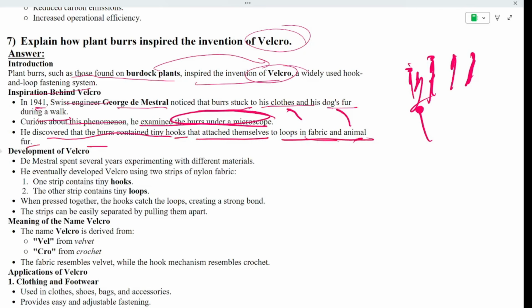Now, how that developed is, he spent several years experimenting with different materials. He eventually developed Velcro by using nylon fabric, where one strip contains tiny hooks and another tiny loops. He combined that and made a nylon fabric, and that developed Velcro. That is, vel means velvet, cro means crochet. I hope you know.